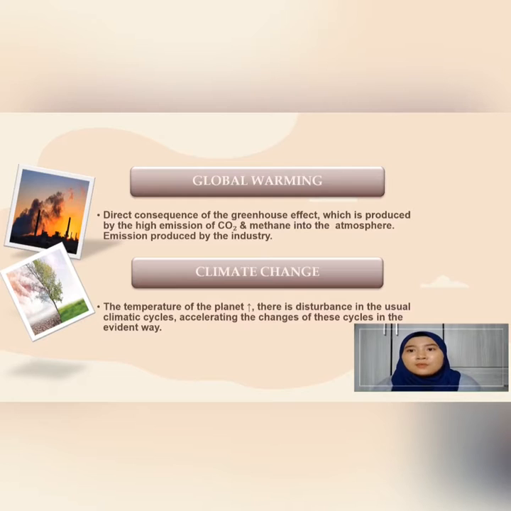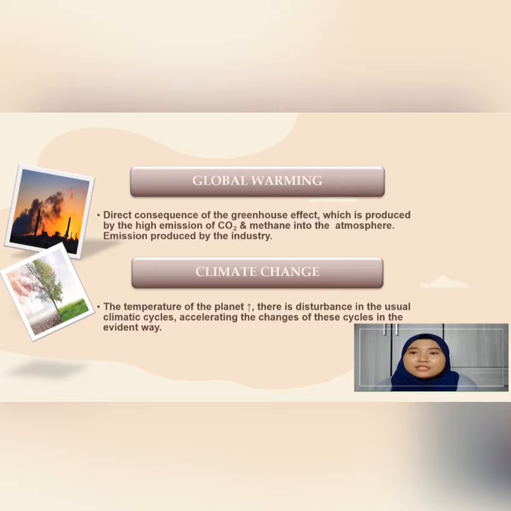First, global warming. Probably global warming is one of the most worrying effects for scientists and environmentalists. Global warming is a direct consequence of the greenhouse effect, which is produced by the high emission of carbon dioxide and methane into the atmosphere. Most of these emissions are produced by industry. One of the most immediate and obvious effects of global warming is the increase in temperature around the world.